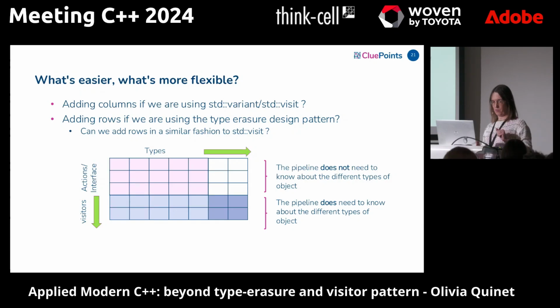So for the interface, the pipeline does not need to know about the different types of objects. You can add as many things as you want. But for the bottom part, because we are using the visitor design pattern, in fact, the pipeline does need to know the different types of objects, as it is going to apply a method to the underlying type that is erased in the type erasure design pattern.